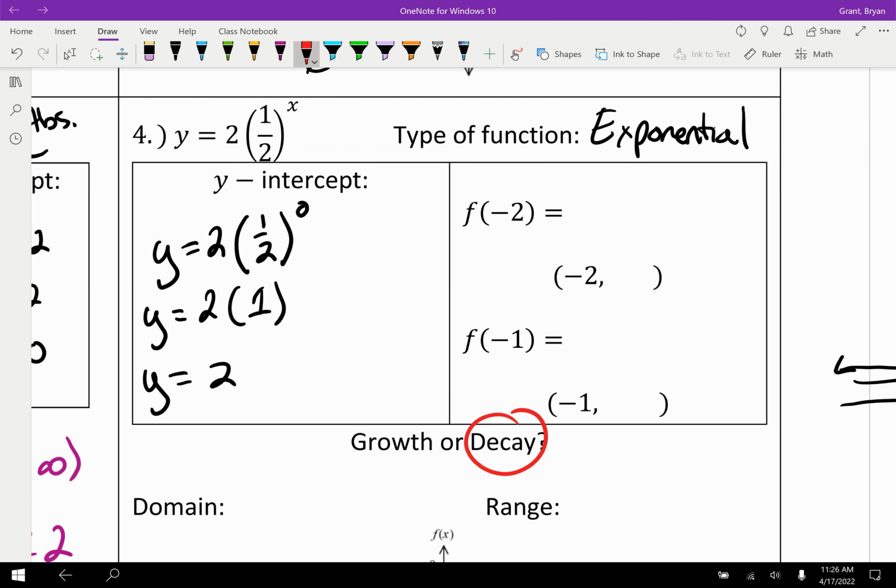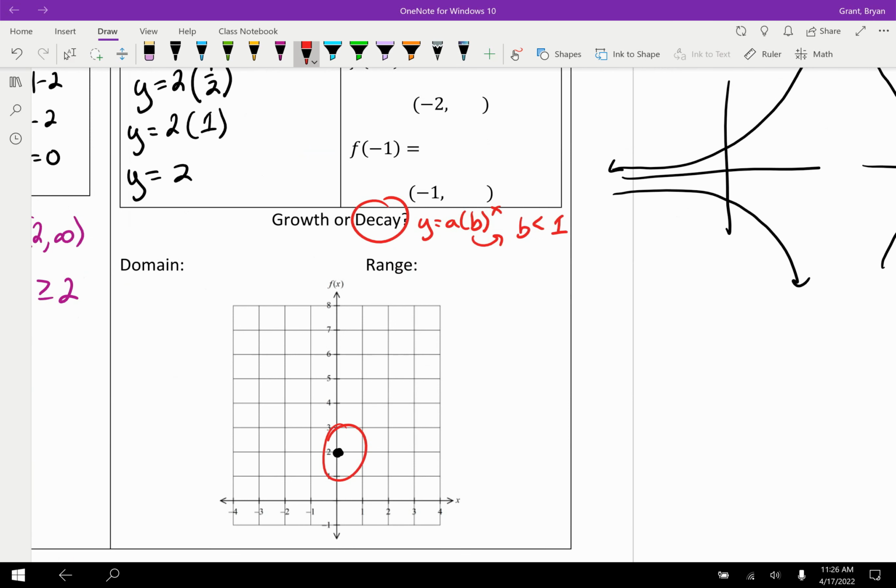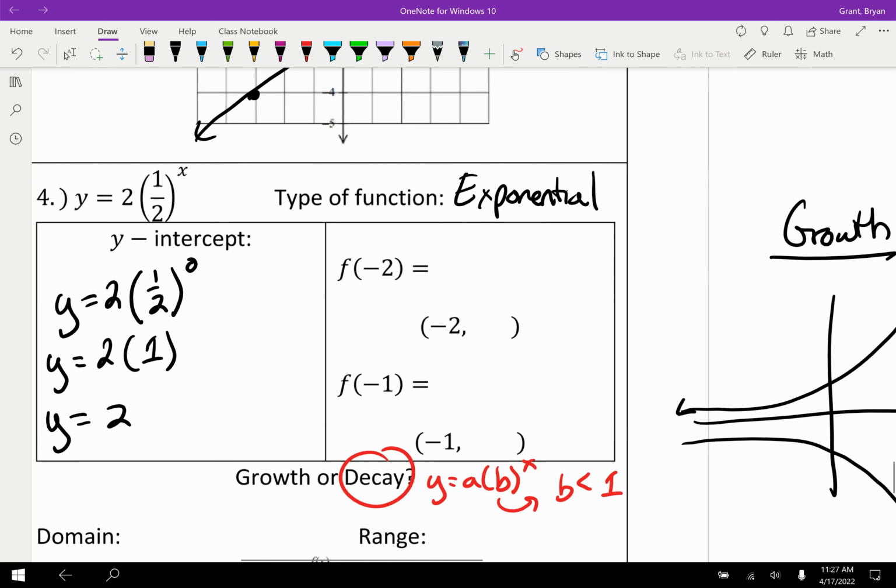So it is decay, and if you remember a times b to the x, it is decay because b is less than 1. Right? If this number is smaller than 1, then you're taking half of something every time, so it's going to get smaller. So I know this is decay, and this y-intercept is above the x-axis, so I'm already pretty confident that my graph is going to look something like this. But we can be a little bit more accurate. And the way we do that is we just find a couple more points.